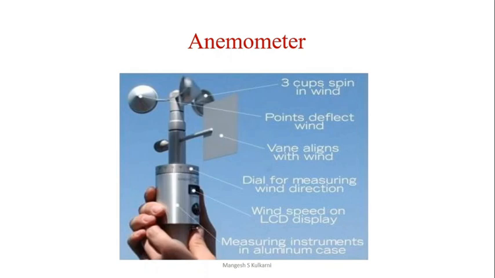The actual schematic diagram of the anemometer is shown in the figure. It consists of measuring instruments inside an aluminum case. It also has an LCD display on which the wind speed is displayed. It has a dial for measuring wind direction.